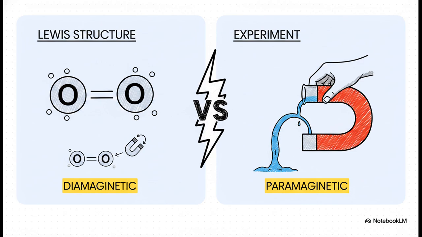I mean, if you draw the Lewis structure for O2, you get a double bond, and every single electron is paired up. That predicts oxygen should be diamagnetic. It should actually be slightly repelled by a magnet. But if you do the experiment and pour liquid oxygen between the poles of a strong magnet, it sticks right there. It is clearly paramagnetic, which means it has to have unpaired electrons. Our theories just hit a wall.